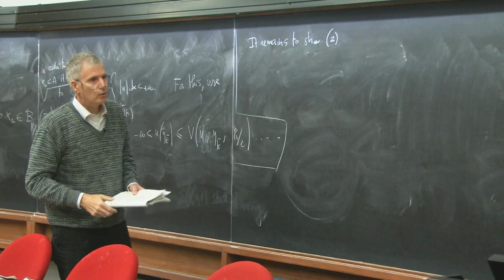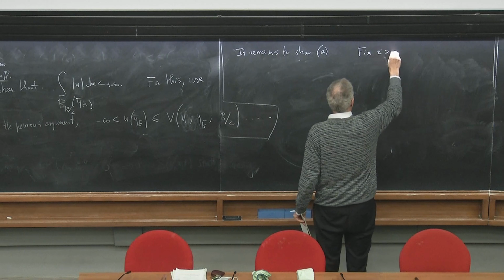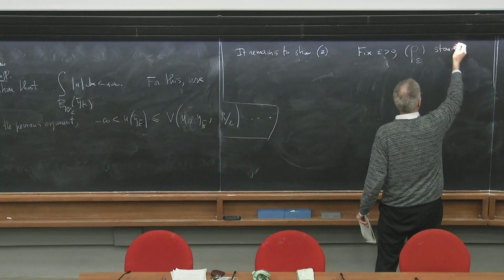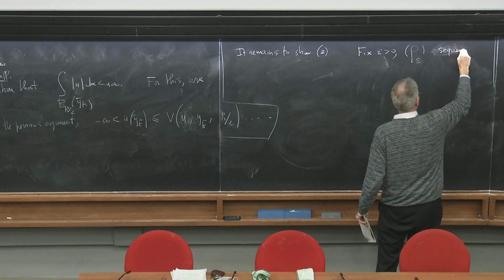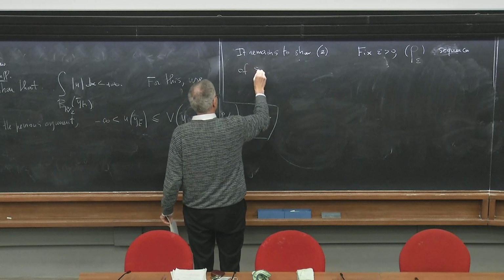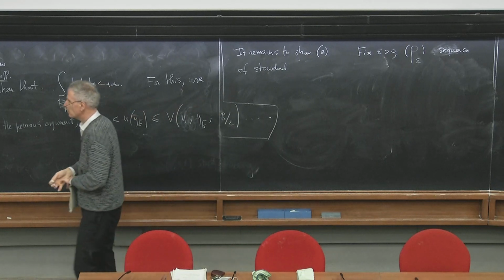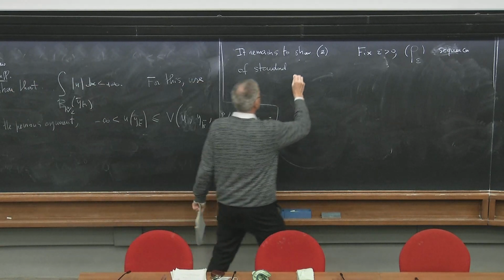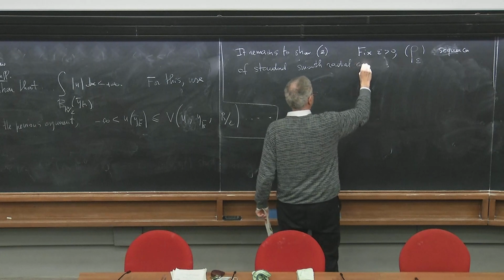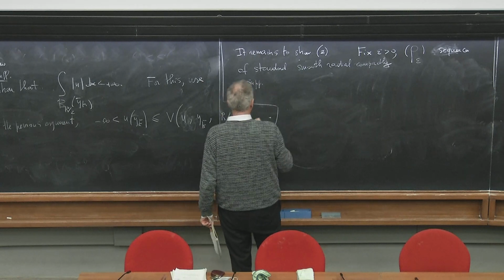So in point 2, we will do this by a sort of convolution argument. Fix epsilon positive and take rho epsilon, the standard sequence of standard radial smooth compactly supported mollifiers.